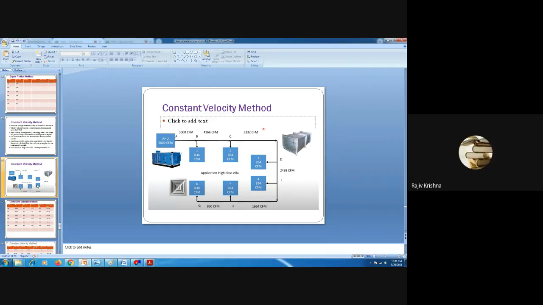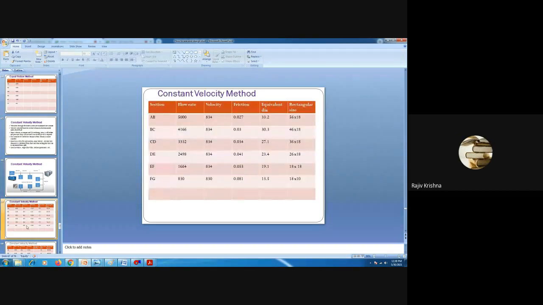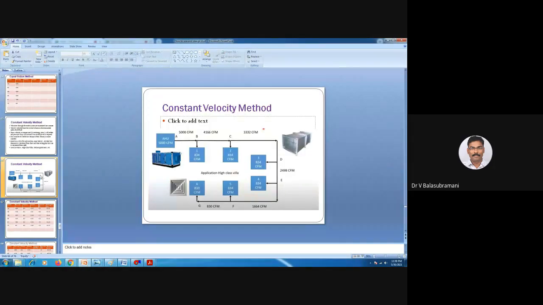Sir, after the slide, you have shown the calculation in the table. Here, it would have been preferred if you had used 1,000 as the velocity, sir. The table tells that it should be 1,000 FPM, so preferably the calculation in the table should have been with 1,000, sir. That's it. Otherwise, it was perfect.